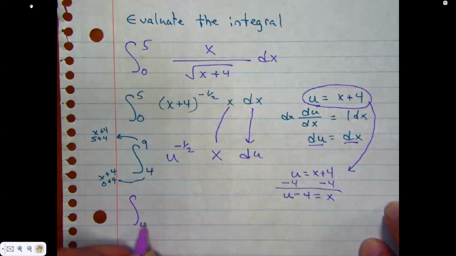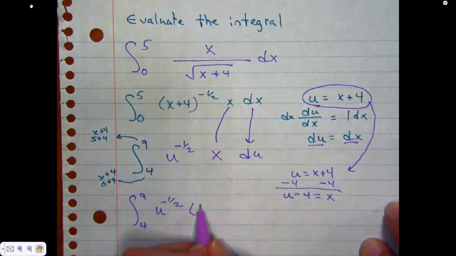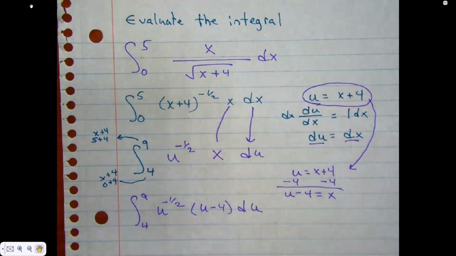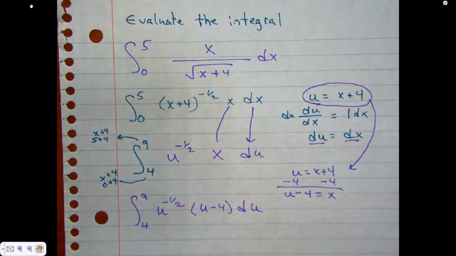We've changed this already. We've got u to the negative 1/2 times x, but what are we going to put in place of x? u minus 4. And then our du. So constantly keep coming back to whatever u equals. Now we're in good shape, but it doesn't look like we accomplished a whole lot, because take a look at this.